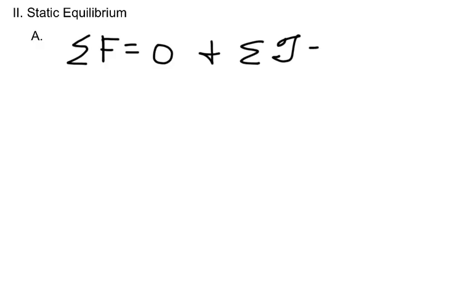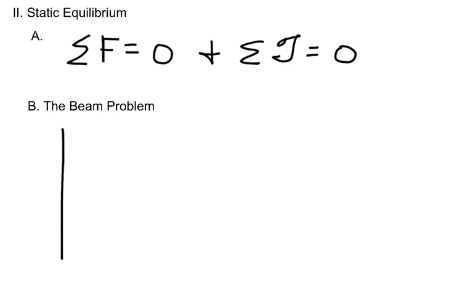Okay, now we're going to talk about static equilibrium. For static equilibrium, there are basically two conditions: the net force acting on an object is 0, and the net torque acting on an object is 0. That's it. The first example I'd like to show you using static equilibrium is called the beam problem.